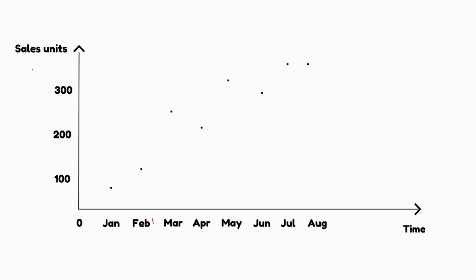Here is an example. These are the number of sales units sold during a year up until August. So the x-axis depicts the time in the form of months and the y-axis depicts the sales units. So the sales units is the dependent variable and the time is the independent variable. Look at the plotted data on the graph. Now let's do an inspection.